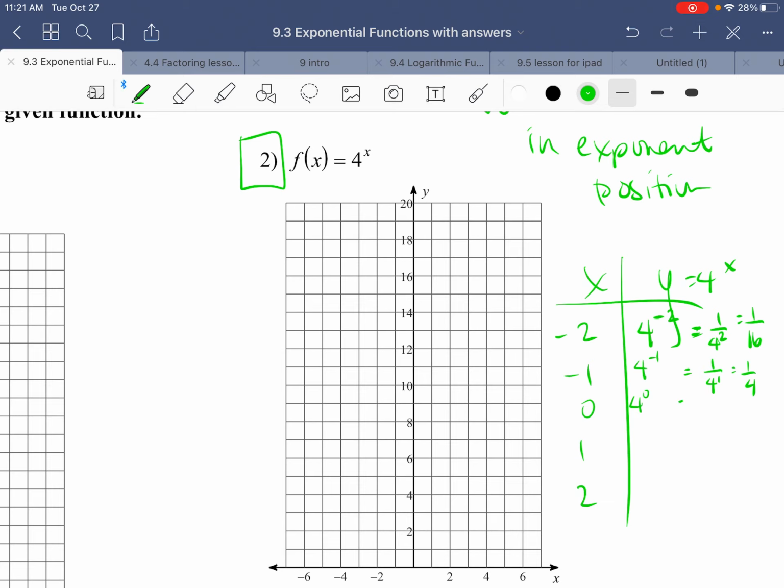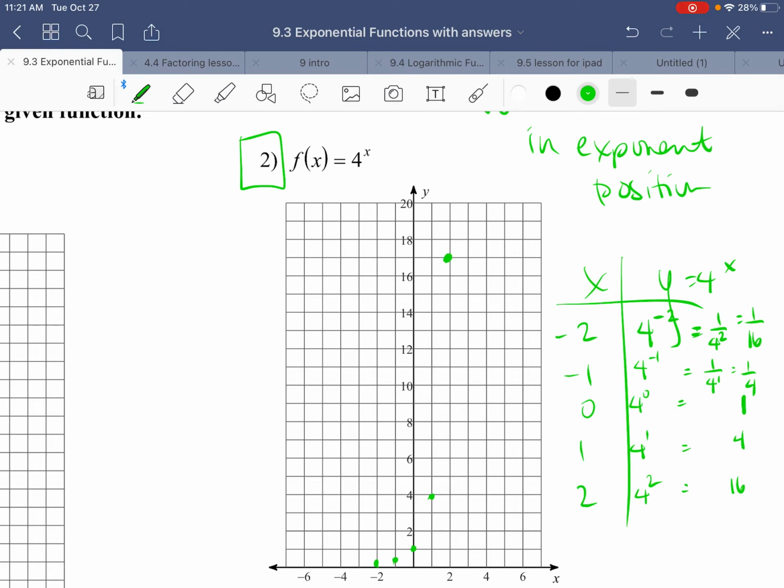4 to the 0 is 1. 4 to the first is 4. And then 4 to the second is 16. So now we can graph those. So I've got negative 2 and 1/16, which is going to be real tiny. Negative 1 and 1/4, which is still small. 0 goes through 1, 1, 4, and then 2, 16.